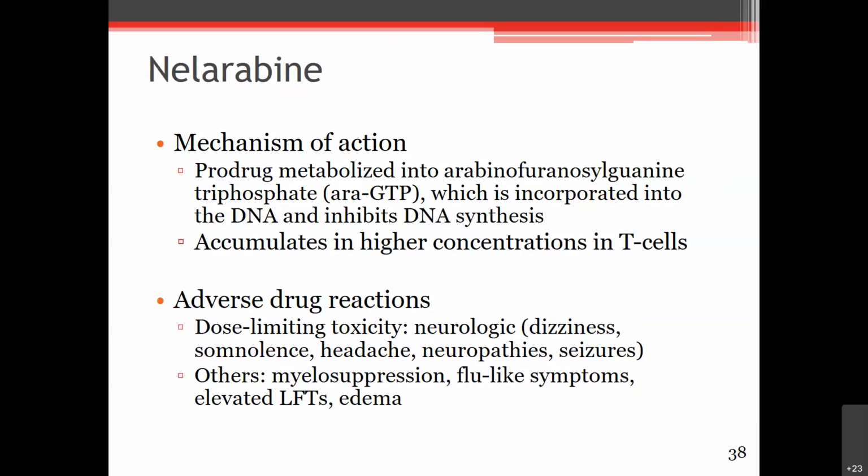Nelarabine is a medication which gets incorporated into DNA and inhibits DNA synthesis. It does accumulate in higher concentrations in T cells, which is why we use this in T-cell ALL as well as T-cell lymphoblastic lymphoma. You can again see neurotoxicity with nelarabine. So it's often described as dizziness, somnolence. Patients may experience a headache, neuropathies, or seizures. And then again, we're going to see myelosuppression. Some patients do experience flu-like symptoms, as well as elevated LFTs and edema.